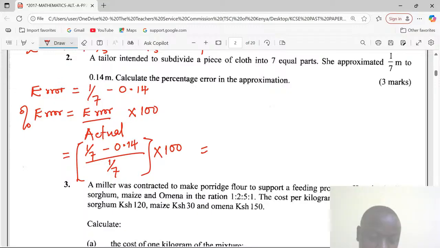So after the subtraction, now we divide by 1 over 7. Then we multiply by 100. I'm getting exactly 2%. Let people know how to consistently apply their calculator, more so in questions like these ones. Take 1 over 7 minus 0.14. That answer is already in the calculator. Then write answer divide by 1 over 7. Then after that, multiply directly by 100, instead of transferring errors again, it's not necessary. So please consistently apply your calculator and get very accurate answers.